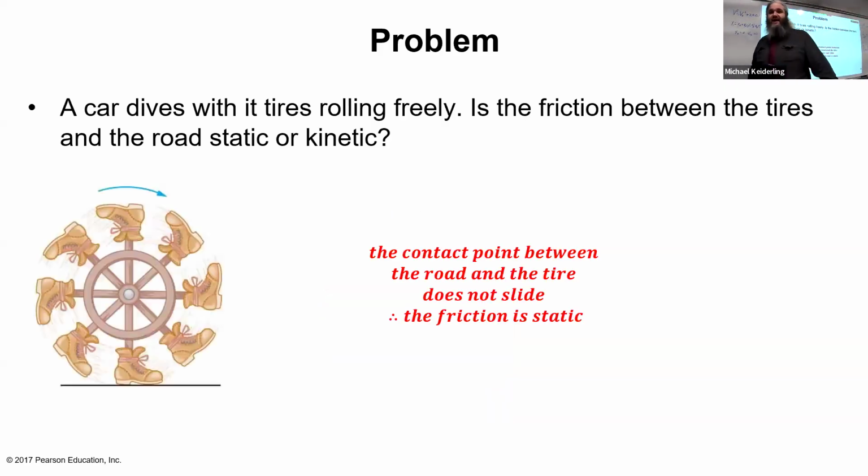So the contact point between the road and the tire doesn't actually slide. The friction is static under normal circumstances. It can definitely be kinetic, but that's usually bad.